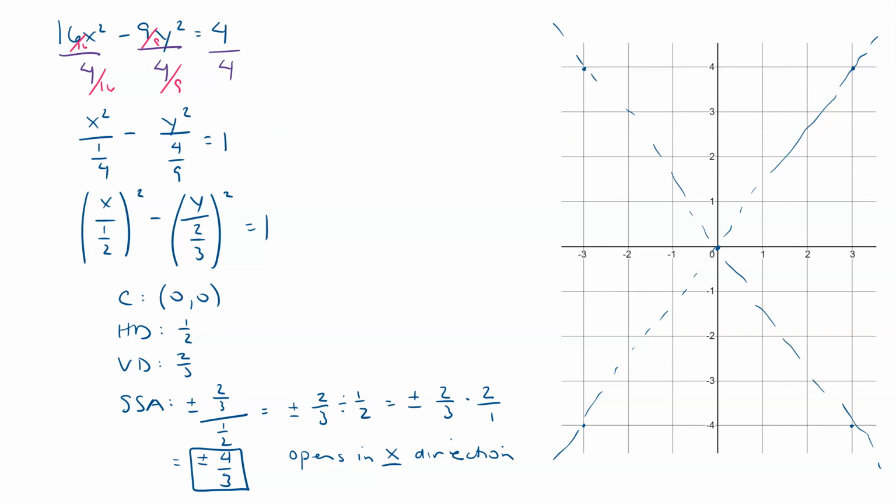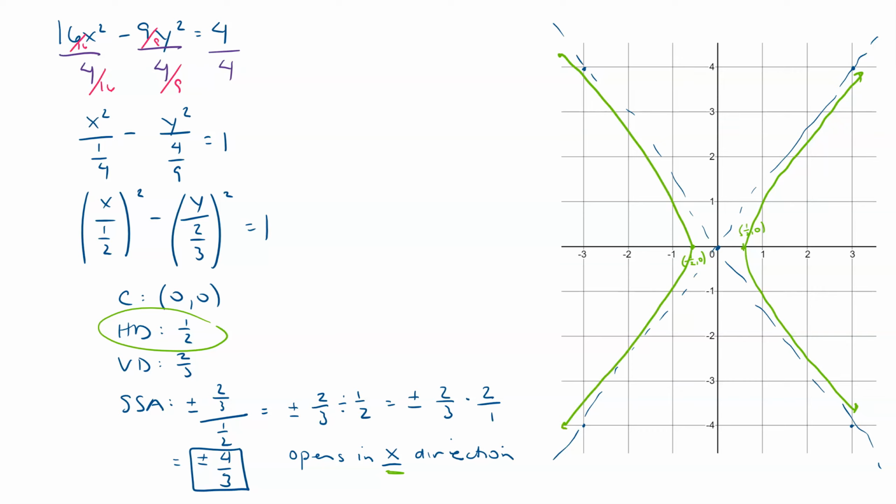Because it opens in the x direction, I'm going to grab the horizontal displacement. I'm going to go over 1/2, put a point there, label it as 1/2, 0, go over 1/2, put a point there, label it negative 1/2, 0, and then go out towards the asymptotes and stay close to them. That creates the branches of our hyperbola.